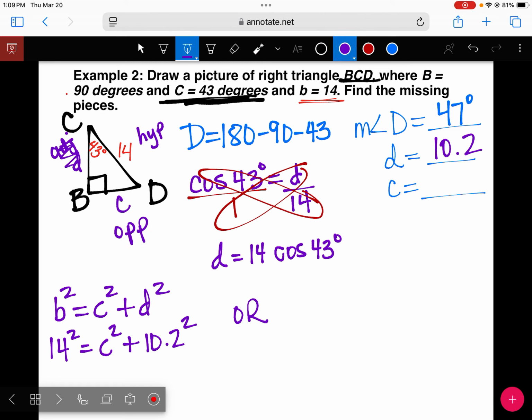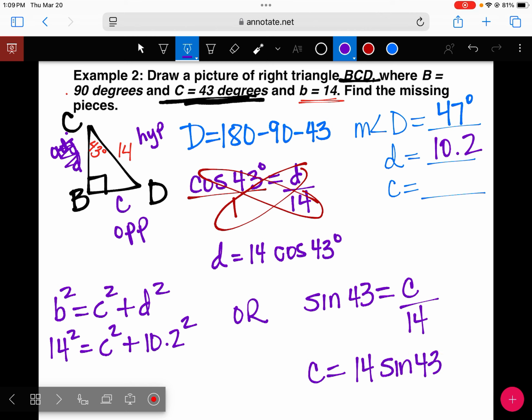So again, I like to stick with the given. So opposite and hypotenuse would be a sine. So that would be sine 43 degrees equals opposite over hypotenuse. And when you cross multiply it, this is what you would get. So again, I don't care which way you go. You've got two different options, and they both will give you the correct answer. So you pick the method you want to use.